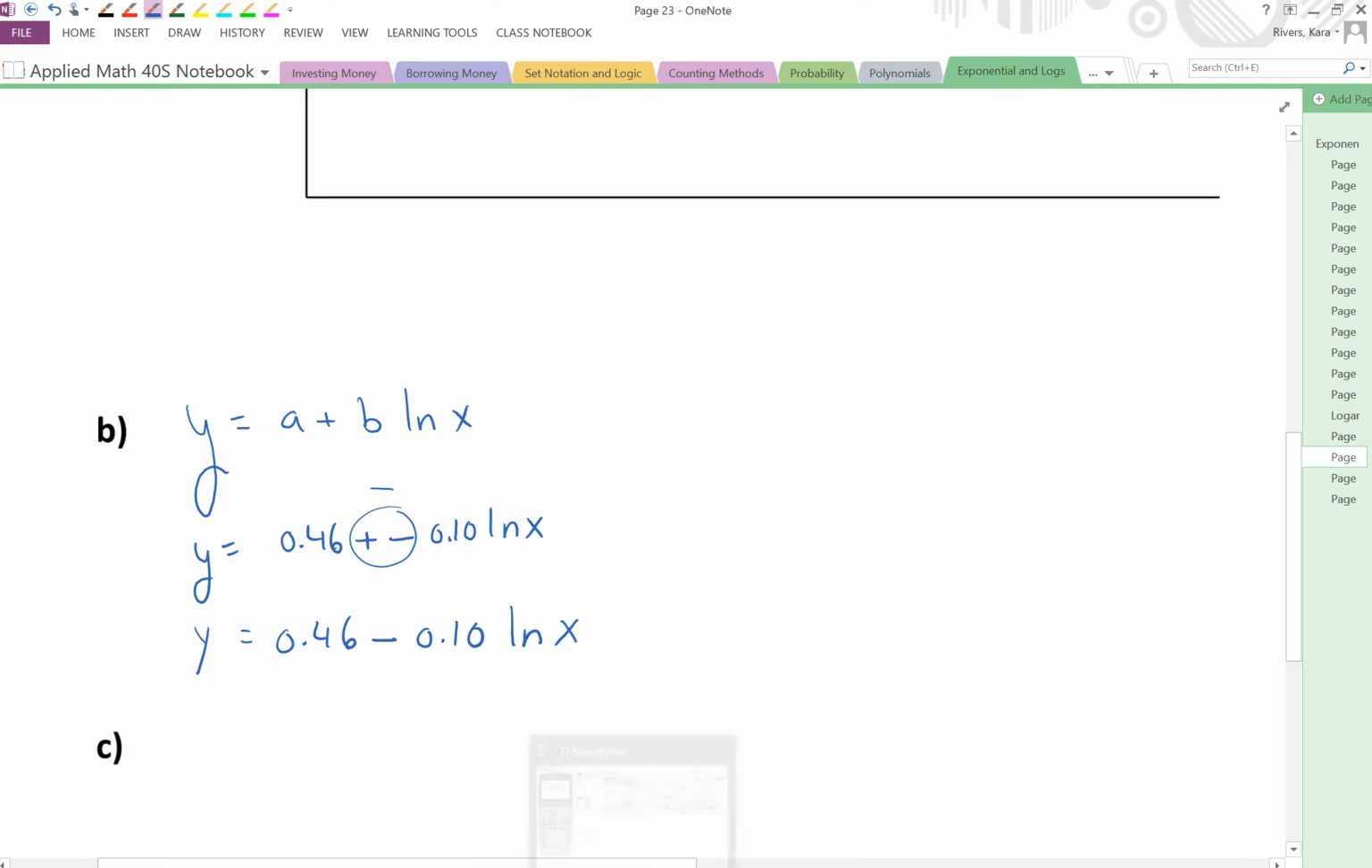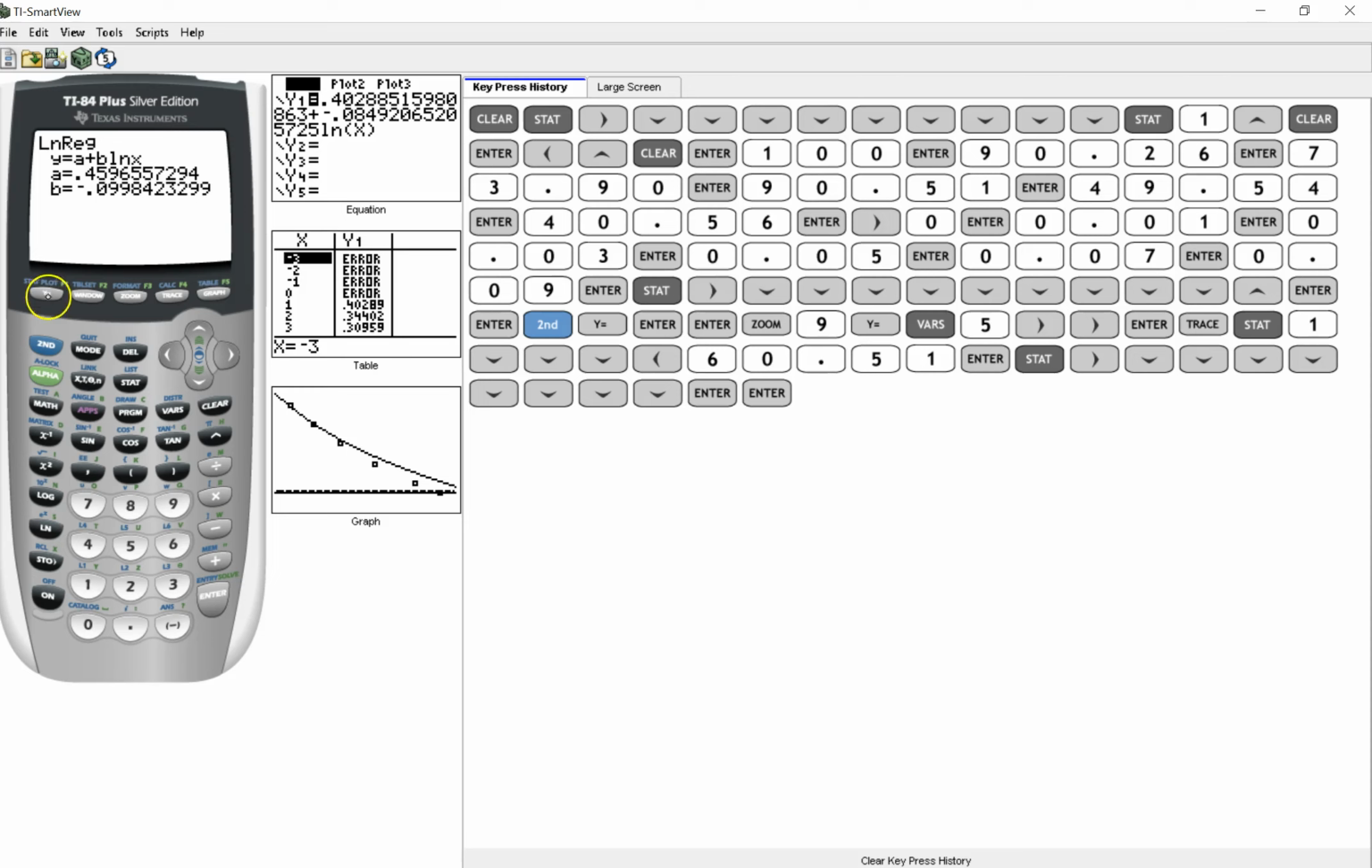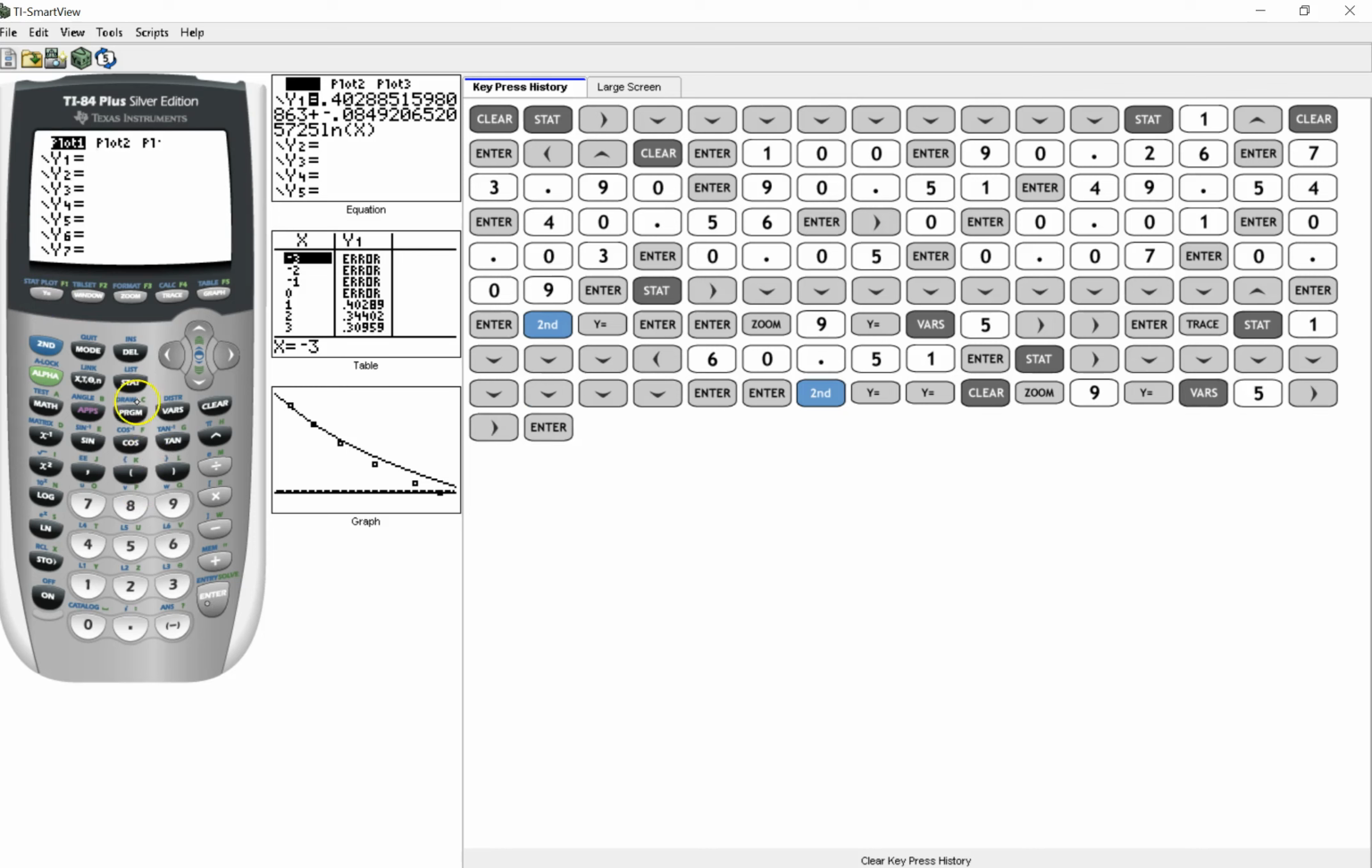Now let's draw the scatter plot for that. Make sure your plots are turned on. Mine are on, so I can go zoom, make sure I've got something in there, clear that out. Now zoom 9 to see my scatter plot. And now I'm going to paste in that equation by using vars 5 and put in that regression equation. Hit trace and you'll have a nice curve for your function. Now in order to graph this, let's zoom out.